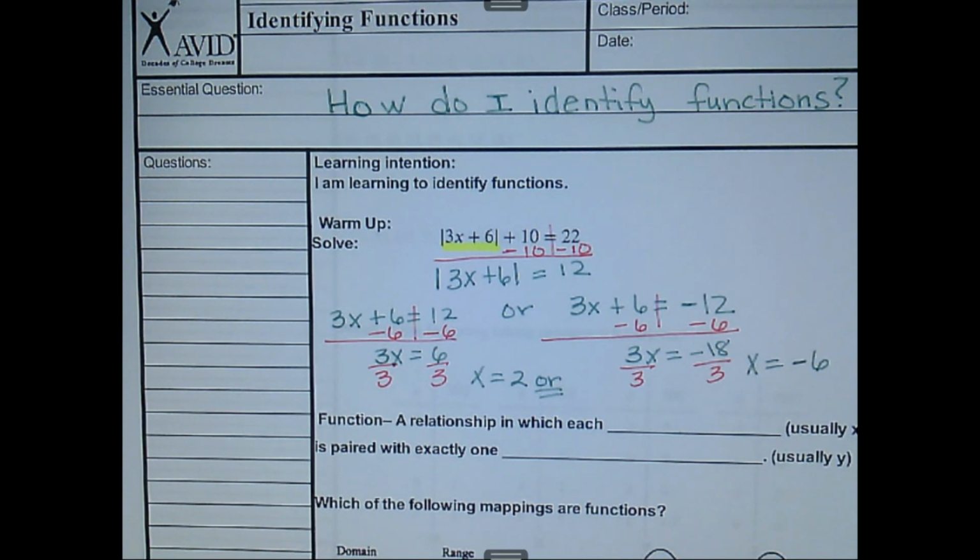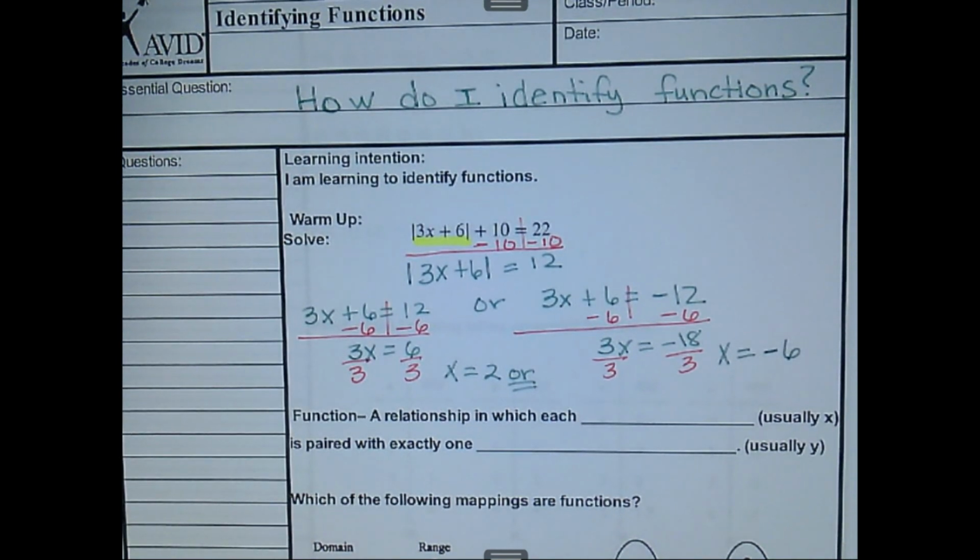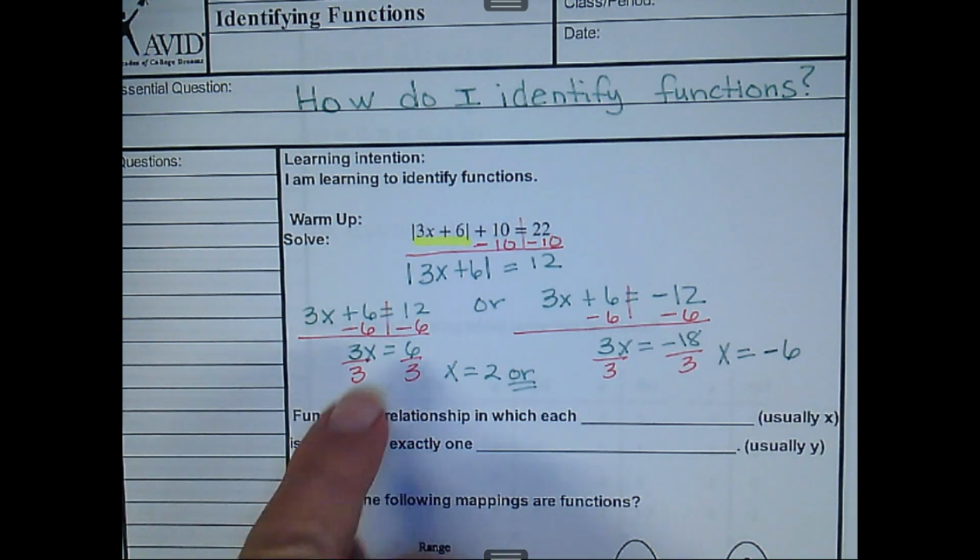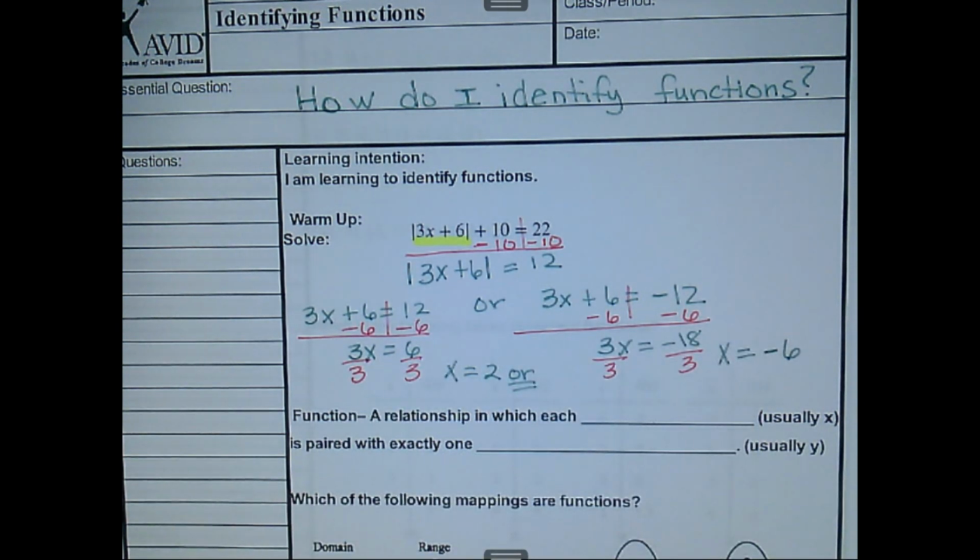Okay, so if we're going to work with functions, if you didn't understand how to do the absolute value, please back it up and do it again. The reason we have a positive and negative 12 is because those are both 12 units from 0. An absolute value is the number of units away from 0. And you'll always have a positive one and a negative one. Okay, so we're getting ready to go into functions.